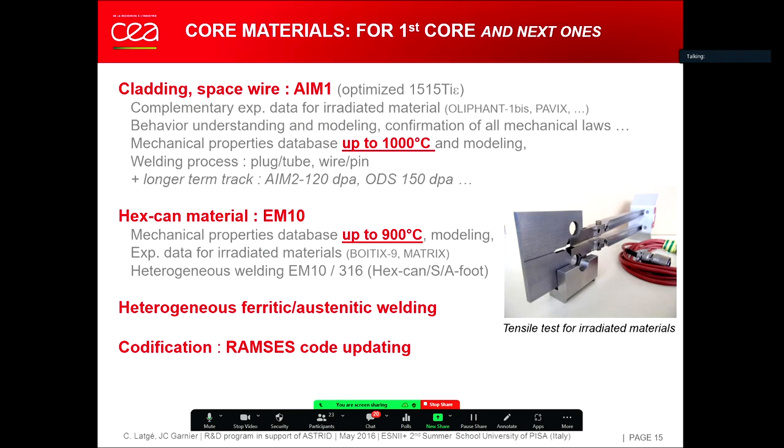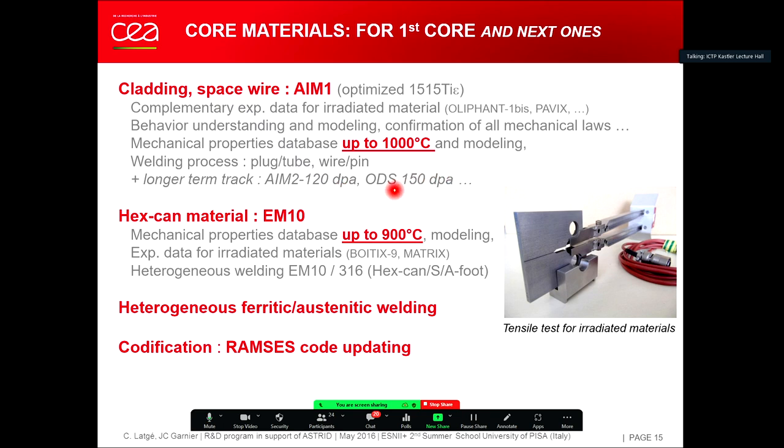For the core materials, for the first core and the next ones, the cladding foreseen was, in fact, 15-15 titanium. So we have a certain amount of data on this alloy, and we have a mechanical properties database up to 1,000 degrees Celsius, which is available, as well as modeling. We also address the welding process, and so on. For the resistance, we have assumed a hypothesis of 120 dpa.